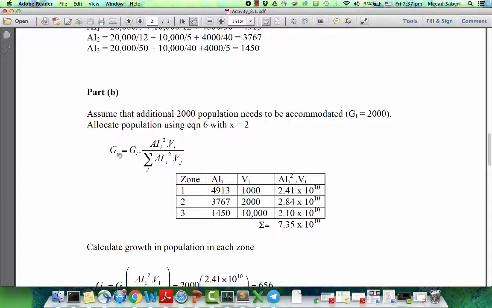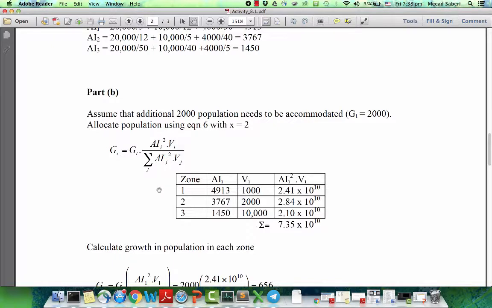So coming back to the solutions here, if you remember the population growth formula, the population growth of zone i is equal to the population growth of the entire region multiplied by a ratio, which is the accessibility index of zone i to the power 2, this exponent is given by the problem, multiplied by V_i, which is the number of additional jobs in each zone, over the summation of the same multiplication over the entire zones in the city.